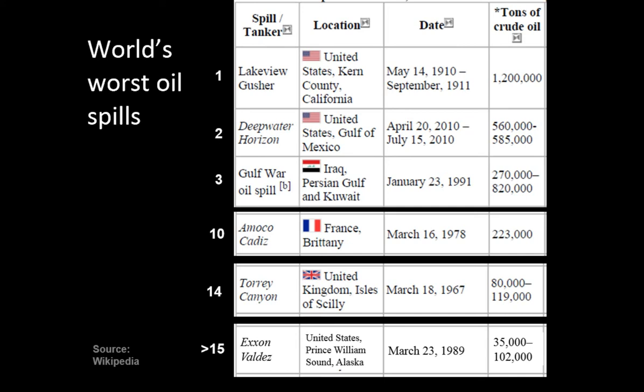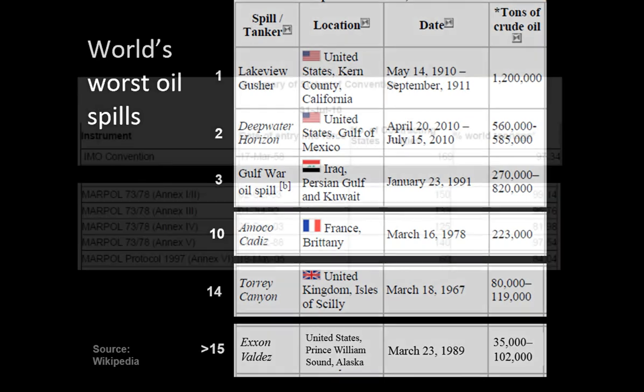The Deepwater Horizon disaster recently, also a huge oil spill, number 2. Back in the turn of last century, there was a massive oil spill in the US related to essentially an uncontrolled gusher getting out, which dwarfs everything else.